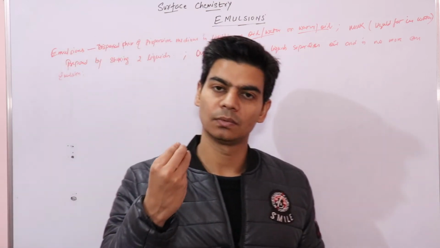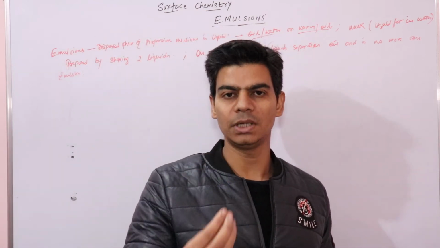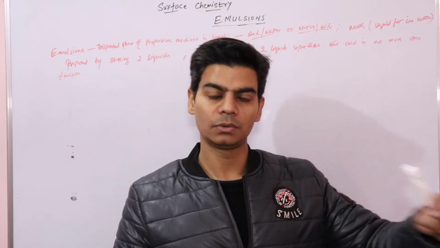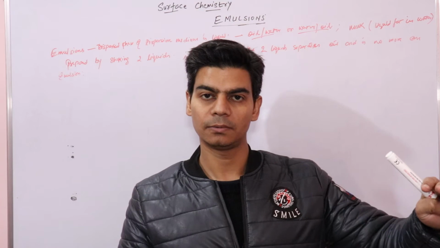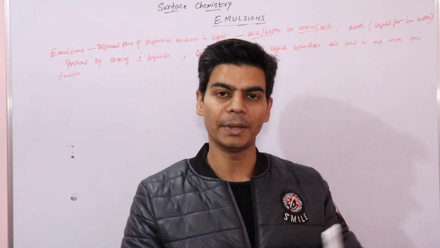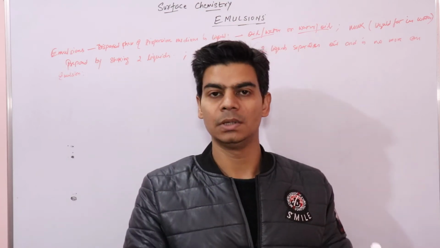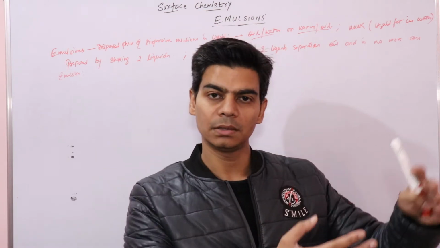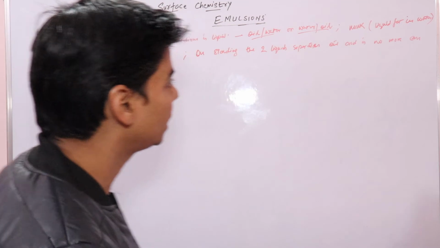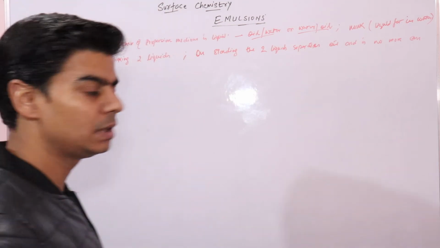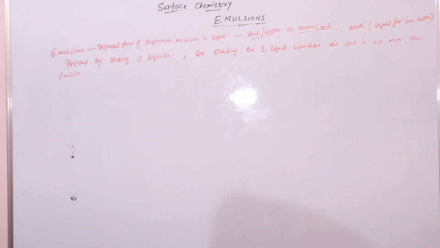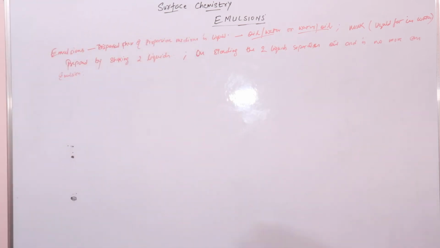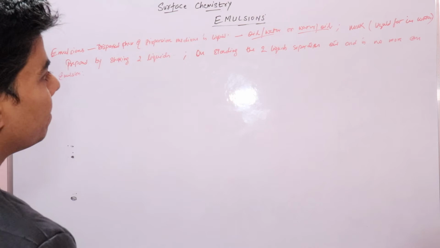Why? Because milk contains a protein called casein, which helps liquid fat and water to mix, right? Casein protein helps to intermix water and liquid fat. That is why milk is a quite stable emulsion, due to the presence of the protein casein.